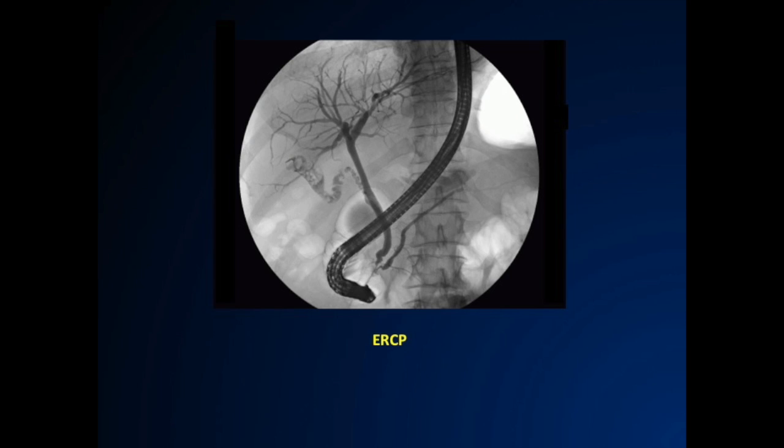And the ductal anatomy here is nicely shown by ERCP. This patient needs rectal indomethacin, right, Joe?